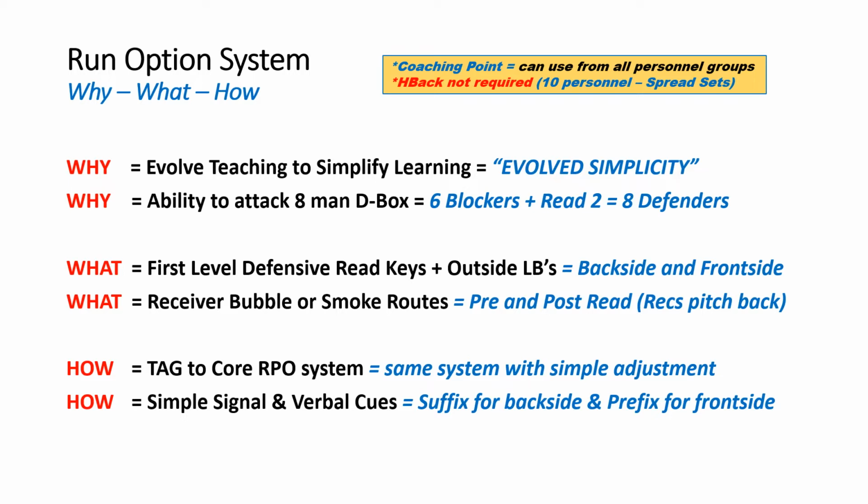What we're doing is we're going to read first level defensive linemen and those outside linebackers, and we'll do this both backside and front side with the play concept. What happens with that is the receivers now run bubble and smoke routes and essentially become the pitch back in our triple option. How we're going to do this is we'll just tag to our core RPO system with some simple signals and verbal cues.